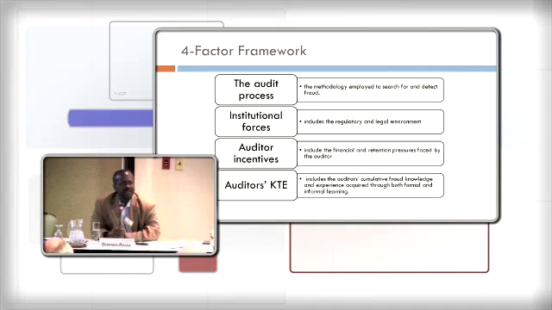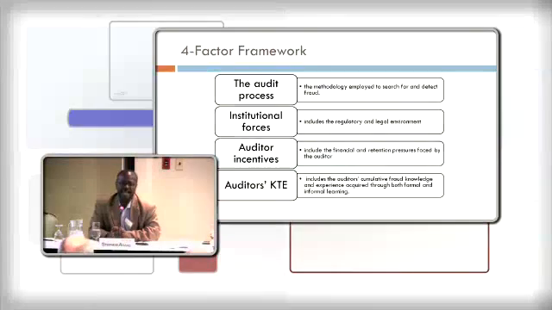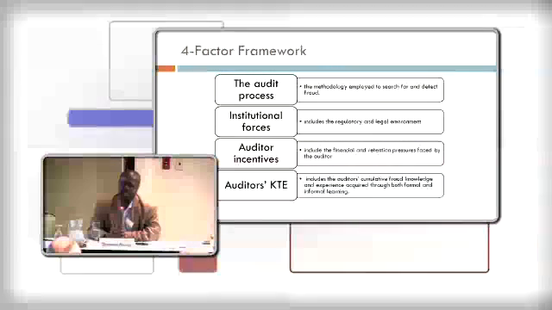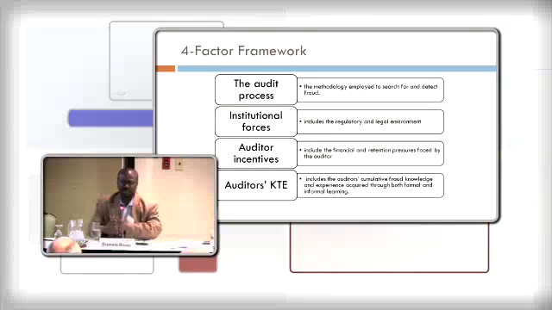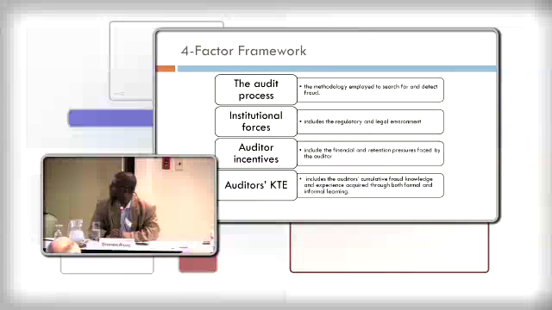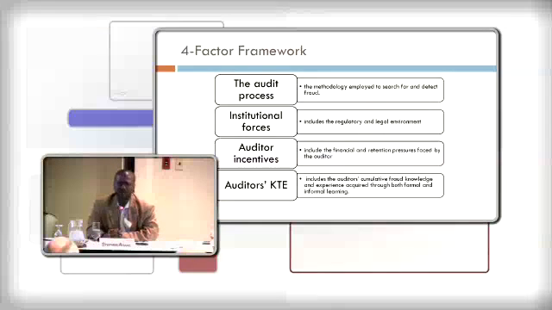When we say a four-factor framework, we are simply saying if you read the literature and talk to all kinds of people who are engaged in fraud detection, and you ask them why do you think auditors have such a problem, as we are asked to talk about today, you come up with these four factors. The first one is the audit process. Auditors are not detecting fraud because perhaps there's something wrong with their approach to the audit. That's one possibility. A second possibility is the institutional forces.